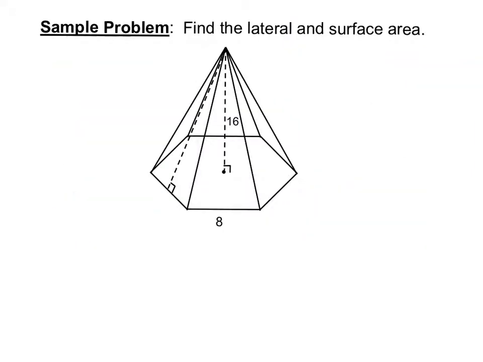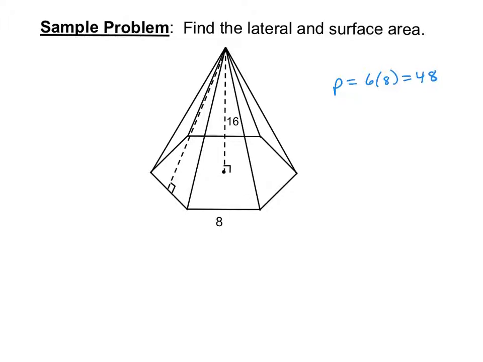Okay, here's the next problem. This one is also a hexagonal pyramid, but I'm not given as much information. The only thing I'm given is the height and the length of one of the sides. So I can find the perimeter, because that would be 6 times 8, so the perimeter is 48. But I need a lot more information.